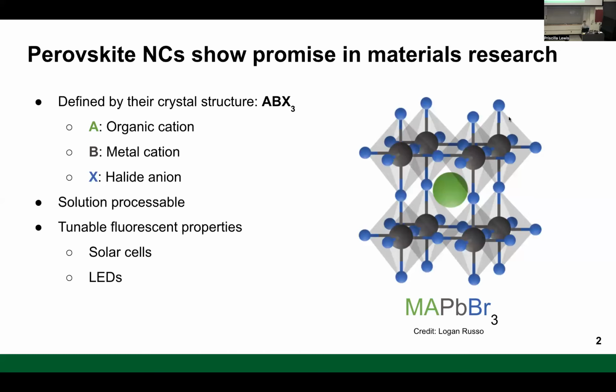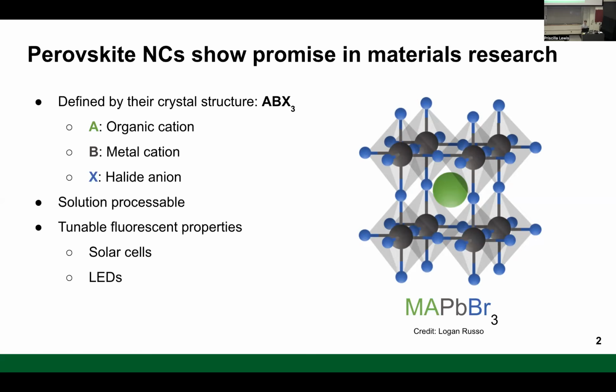So, as Layla mentioned, a perovskite is a particular kind of material that we see in nature. It's defined by its crystal structure, ABX3, where A is an organic cation, B is a metal cation, and X is a halide anion. Now, the ones we've been particularly interested in are these methylammonium lead bromide perovskites, where in the center of the lattice here, in green, is our methylammonium cation, in black are our lead cations, and in blue are our bromide anions.